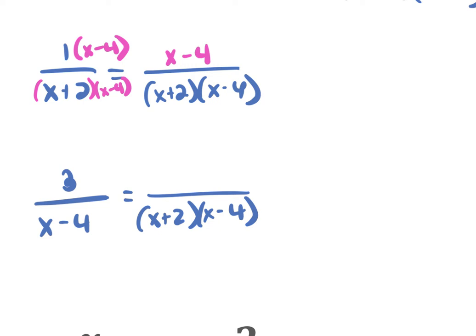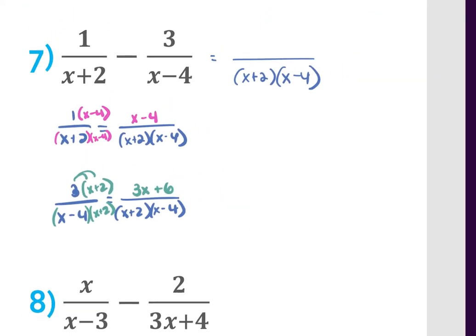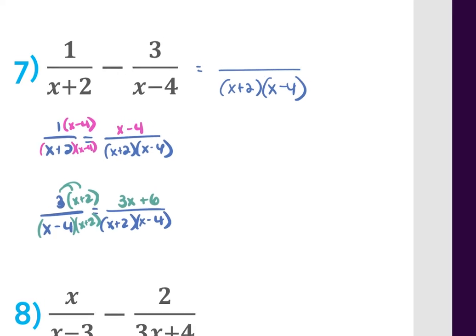And then I repeat that process for the second one. X minus 4 to x plus 1, x plus 2 and x minus 4. What's that missing? The x plus 2. So this time I'd multiply it times x plus 2, and I would distribute here: 3x plus 6. Now this fraction is going to replace this one, and this fraction is going to replace this one.